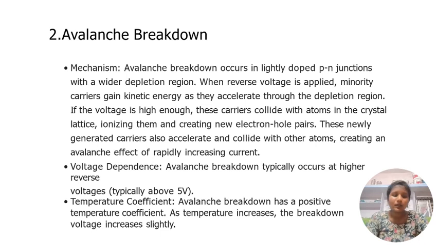First, stable diode, no current flows. Carrier acceleration, minority carriers gain energy. Next, carriers collide, creating pairs. Then rapid current increase, and a high reverse current occurs.